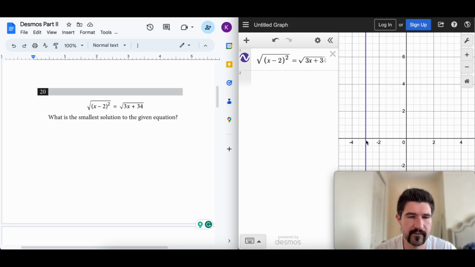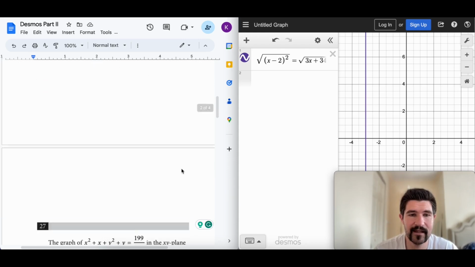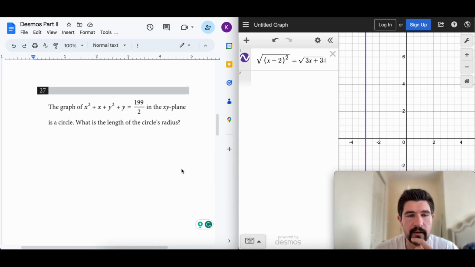The answer here would be -3. If you didn't have Desmos for this, you could definitely do it, but you would have to be really, really good at algebra, and you would have to not make any mistakes. So this is definitely the preferred way to get to the answer. Again, -3.